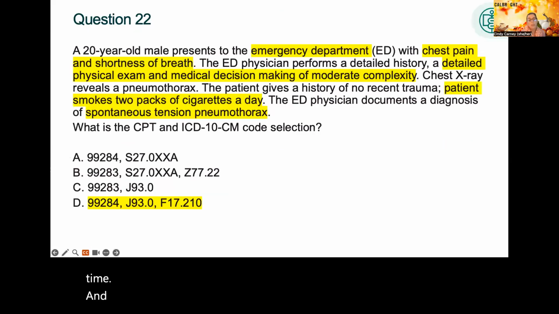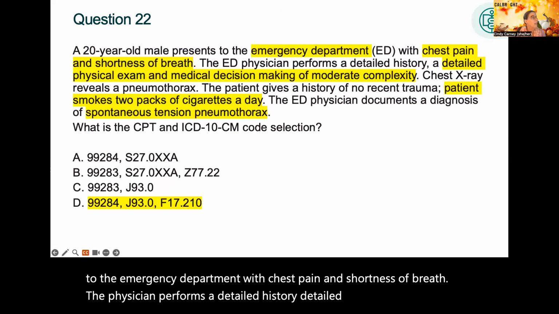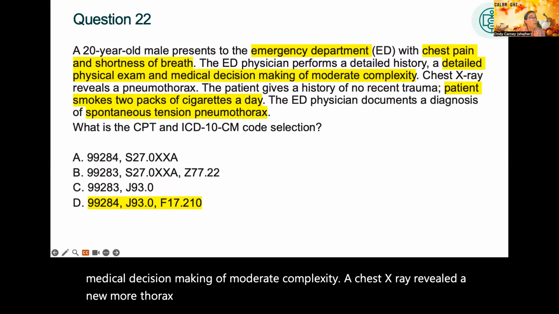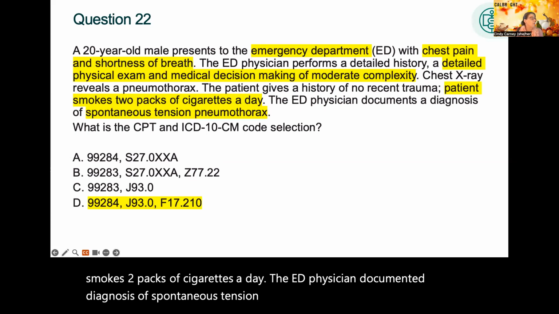And then question 22, we have our 20-year-old male patient presents to the emergency department with chest pain and shortness of breath. The physician performs a detailed history, detailed physical exam, and medical decision-making of moderate complexity. A chest x-ray reveals a pneumothorax. The patient gives a history of no recent trauma. Patient smokes 2 packs of cigarettes a day. The ED physician documents a diagnosis of spontaneous tension pneumothorax.